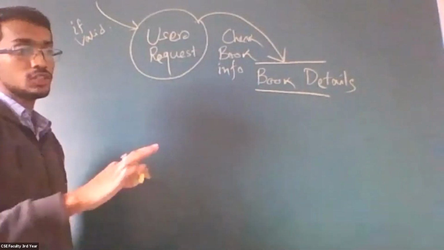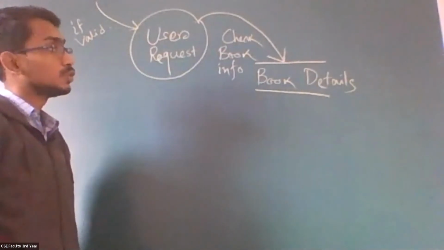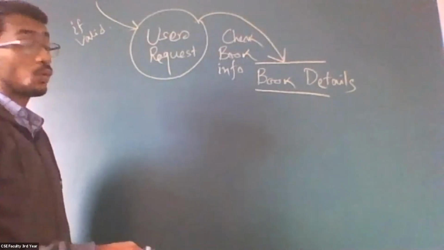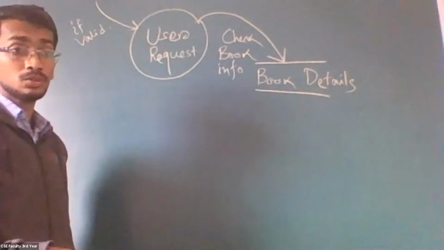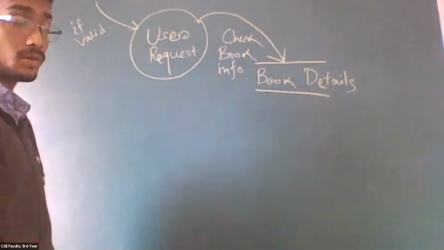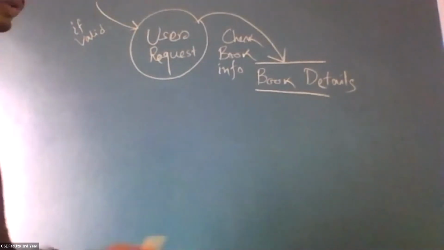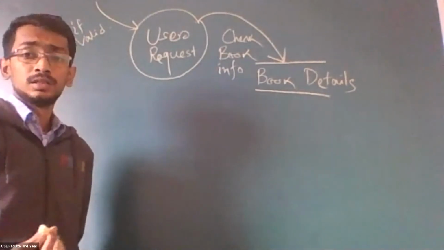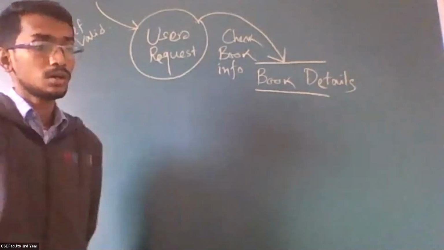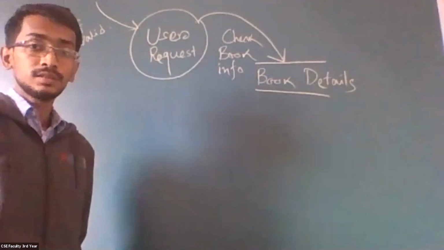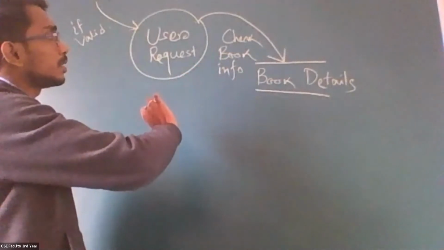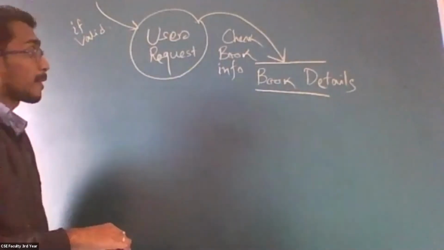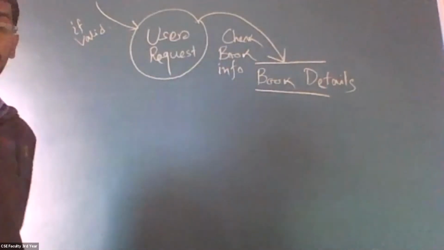For issuing, we need to check whether the book is available or not. To return the book, we need to check when the book was issued. We need to check these kinds of information. For renewal, also we have to update the renewal period in the book details, right? So you can write check book information, or you can write update book details also. Okay.